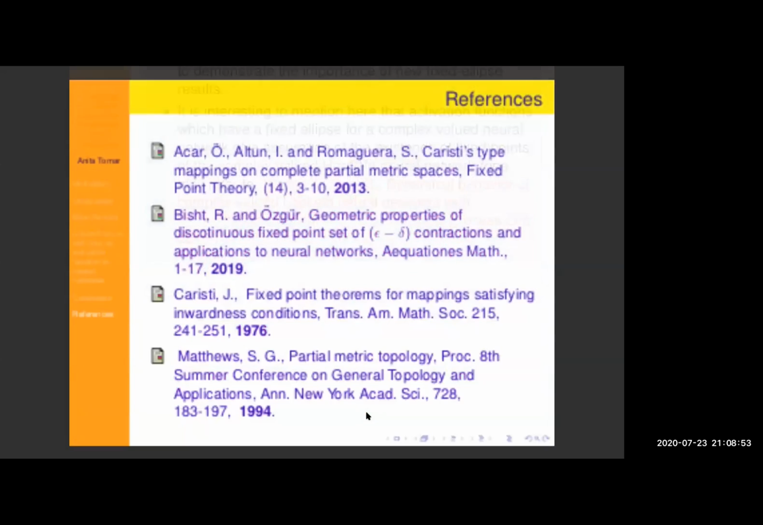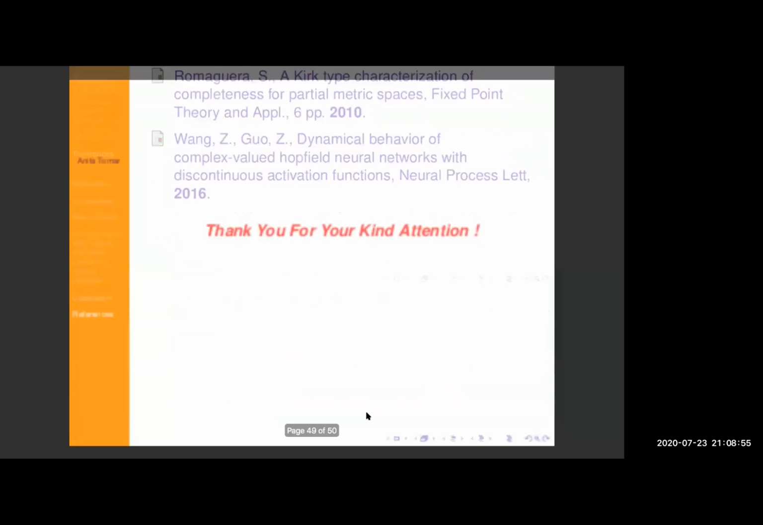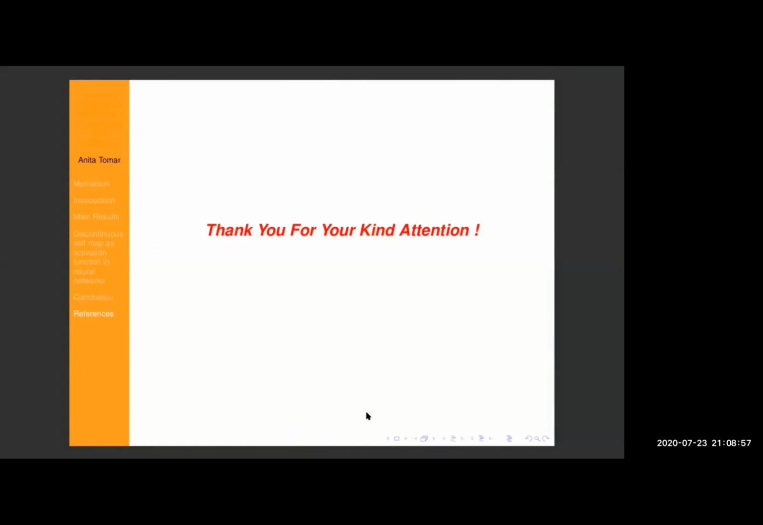So these are some of the references if anyone is interested, and the results of this talk may be extended to some other spaces like S-metric spaces, F-metric spaces, partial metric spaces, and so on. There are so many metric spaces existing in the literature. So we may extend these results to different spaces.